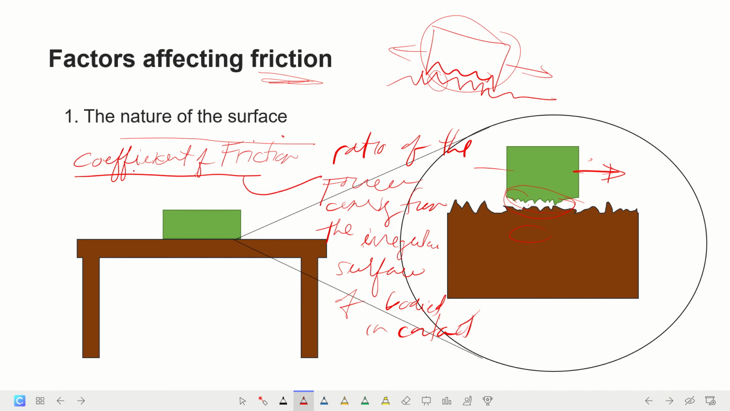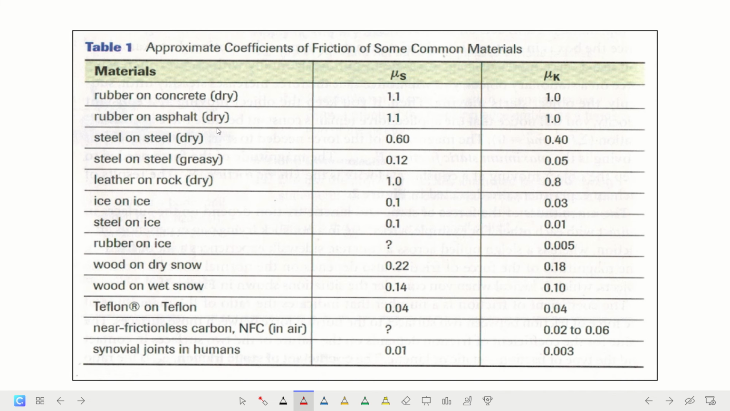The ratio of the force experienced by these two is measured by this coefficient of friction, and it depends on the nature of the surface, on the material. So here are some of the common coefficients of friction of some common materials. We have here rubber on concrete, rubber on asphalt, steel on steel, steel on steel that is greasy, leather on rock, ice on ice, steel on ice, rubber on ice, and the rest.